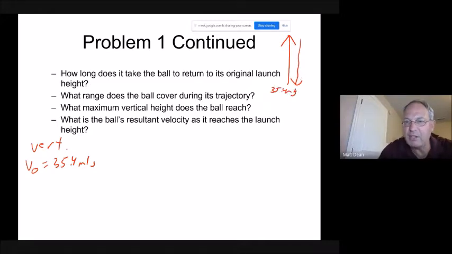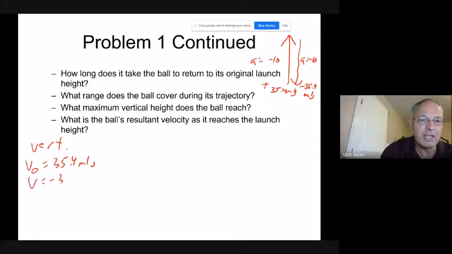And when it gets back to the ground, its speed is going to be negative 35.4 meters per second. The reason that's true is on the way up, it's accelerating at negative 10. On the way down, it has the same acceleration, negative 10. So it's going to have the same speed when it returns to the ground as it did when it left. The direction is opposite. So we had plus 35 on the way up, negative 35 on the way down. Point being, our final velocity is negative 35.4.